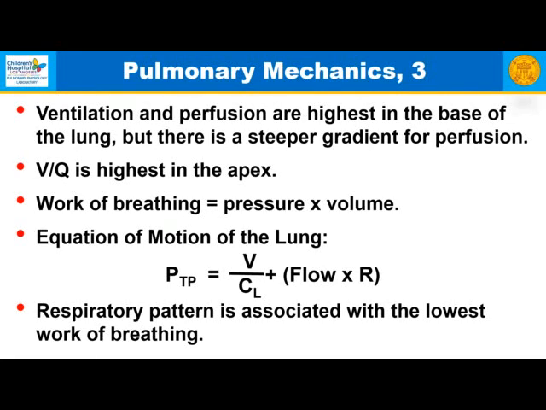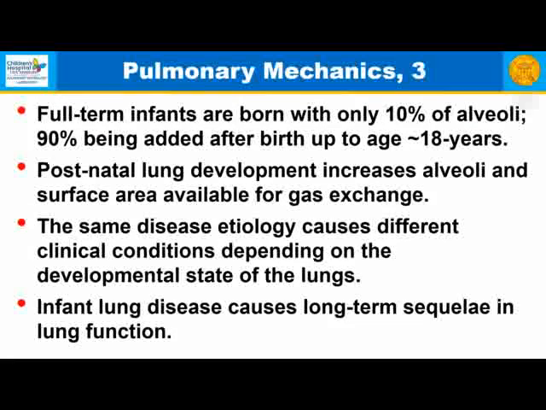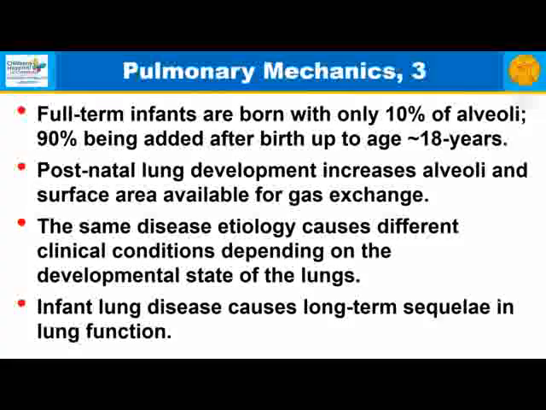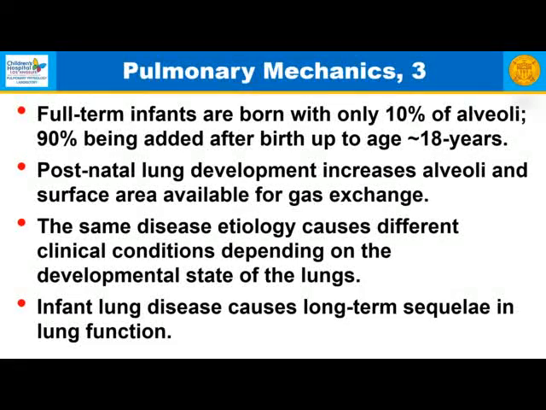Work of breathing is pressure times volume. The equation of motion of the lung: transpulmonary pressure equals volume divided by compliance, which is the elastic component, plus resistance times flow, which is the resistive component. The respiratory pattern is associated with the lowest work of breathing. Full-term infants are born with only 10% of alveoli, 90% being added after birth up to about age 18. Postnatal lung development increases alveoli and surface area available for gas exchange. The same disease etiology causes different clinical conditions depending on the developmental state of the lungs, and infant lung disease causes long-term sequelae in lung function.